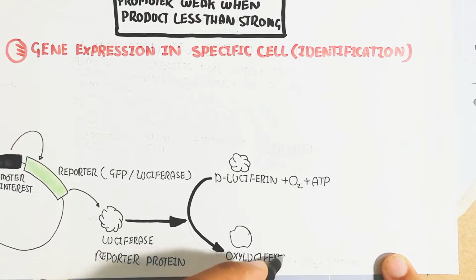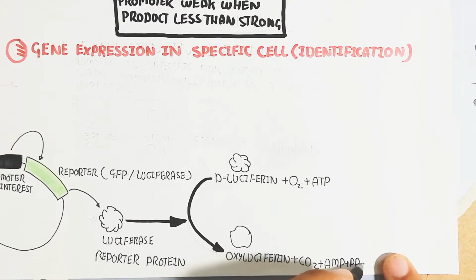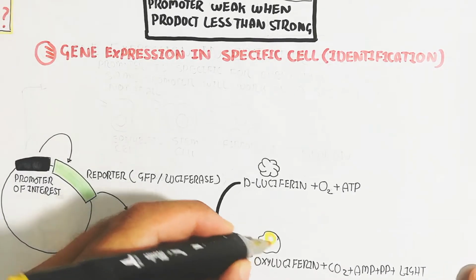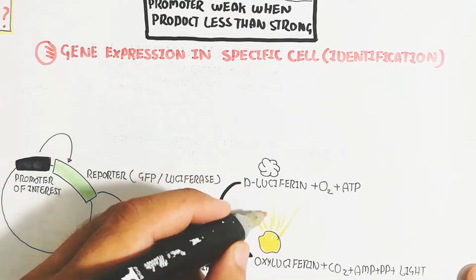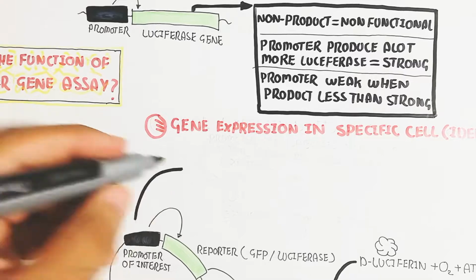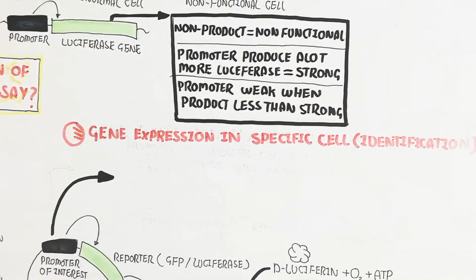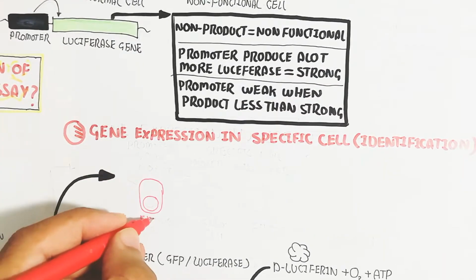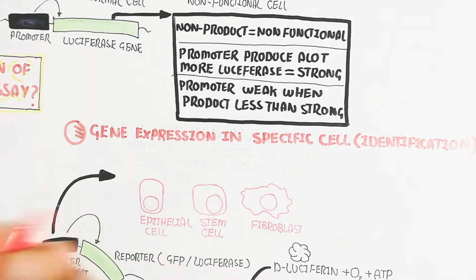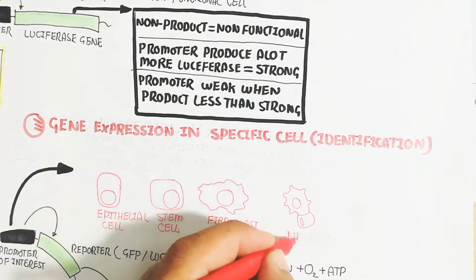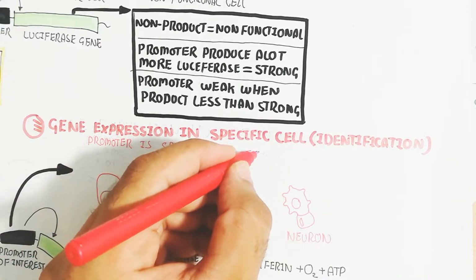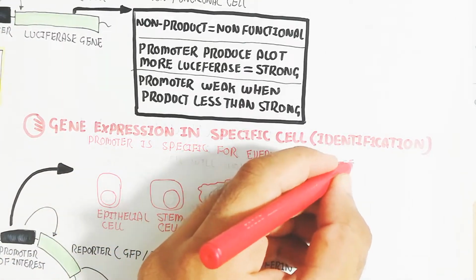So for example, it will be inserted into different cells, for example the epithelial cell, stem cell, fibroblast cell, and neuron. So for example, if it does not work in the neuron, it means the promoter of interest is not specific for the neuron, because the neuron requires its specific promoter. It means we can identify this promoter is used only for epithelial cell specific. So the epithelial cell and stem cell, for example, produce the color.